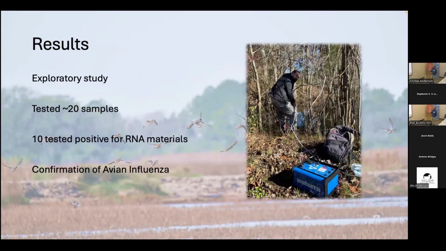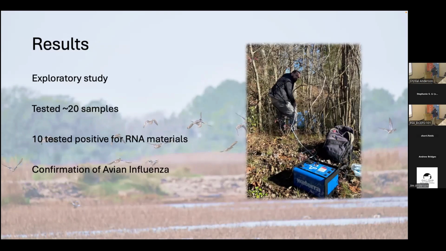So at the end of the day, what did we find? First of all, this was an exploratory study. I'm still trying to find funding for this and see if it was even possible before I went for a larger grant. We tested around 20 samples. Ten of these tested positive for RNA materials, and those 10 were sent to the Diagnostic Center at Clemson University.